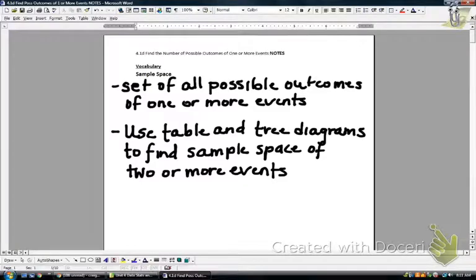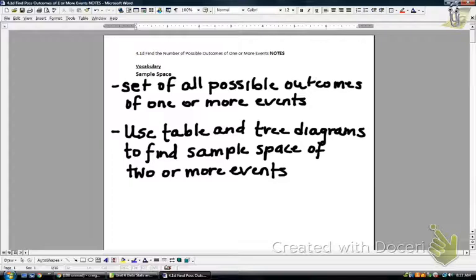Today we are going to learn how to find the number of possible outcomes of one or more events. First thing that we need to do is get some vocabulary defined. So our first vocabulary word for today is sample space. Sample space is the set of all possible outcomes of one or more events.